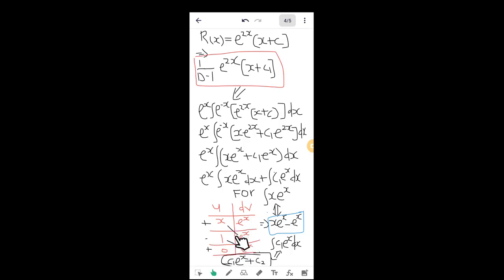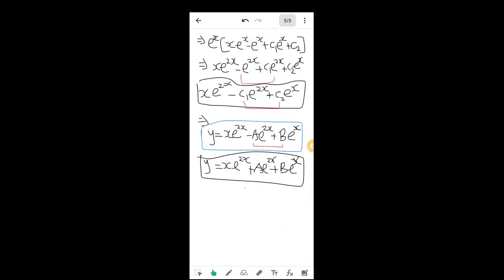Then you multiply diagonally, with signs plus, minus, that way. So positive x times e^x, you get x e^x. Then minus 1 times e^x, you get minus e^x. Then when you integrate c1 e^x, you get c1 e^x plus c2. So the answer for this is this, and the answer for this is c1 e^x plus c2. So I just add them.